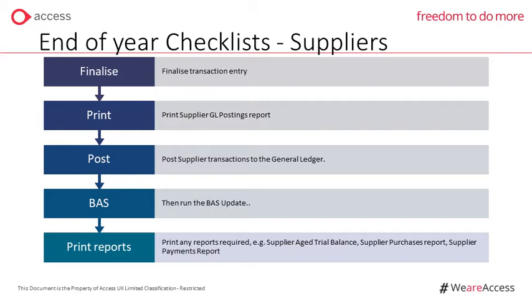Then run the BAS update to process end of period, making sure that the period end date is the 30th of June 2020. Please note that the BAS period numbers do not reset during the end of year processing. Print any reports required and archive your data.